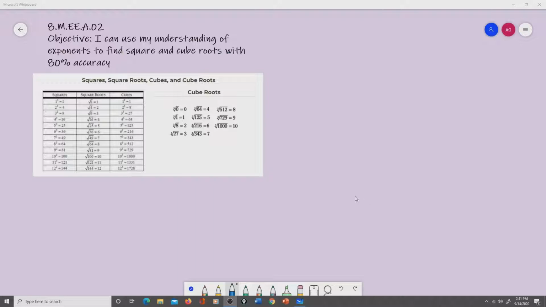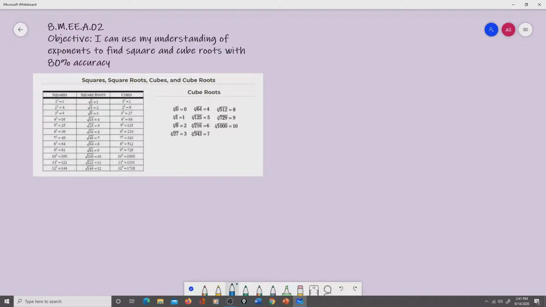So on the page that you see in front of you, I have put the most common up to 12 for each square and cubes. So you can see that 1 squared is 1, 2 squared is 4, 3 squared is 9, and so on. And so then if we're looking at their roots, then that means the square root of 1 is 1, the square root of 4 is 2, the square root of 9 is 3, and all that stuff.